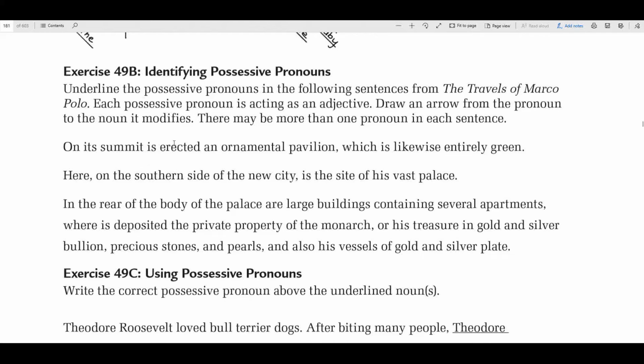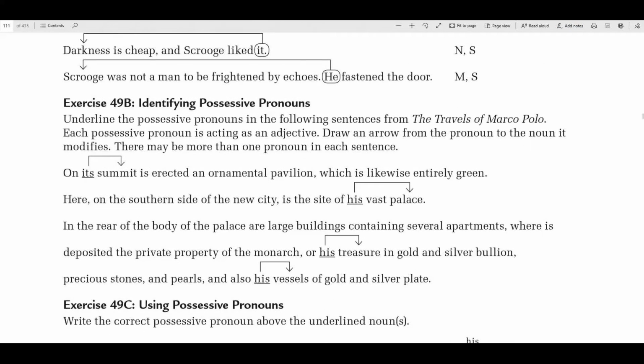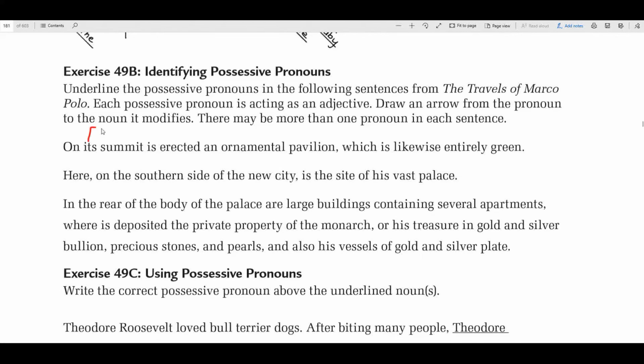Okay. On its summit is erected an ornamental pavilion, which is likewise entirely green. Okay, let's find the possessive pronouns. Its. Draw an arrow from the pronoun to the noun it modifies. On its summit is erected. Its summit? Is that what it's talking about? Yeah. Ta-da! Okay. That one confused me. So its is possessive. Yeah, that's right. Okay. It makes sense now because it tells whose summit.